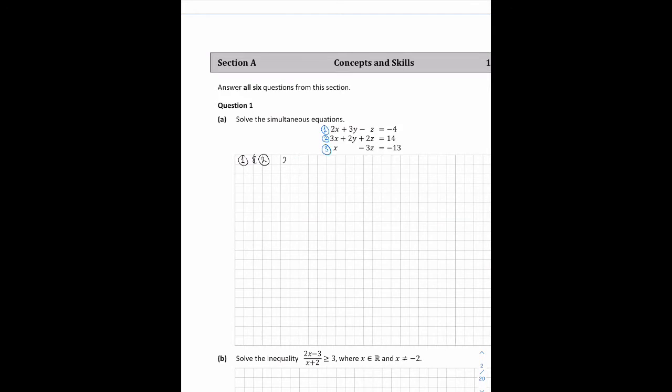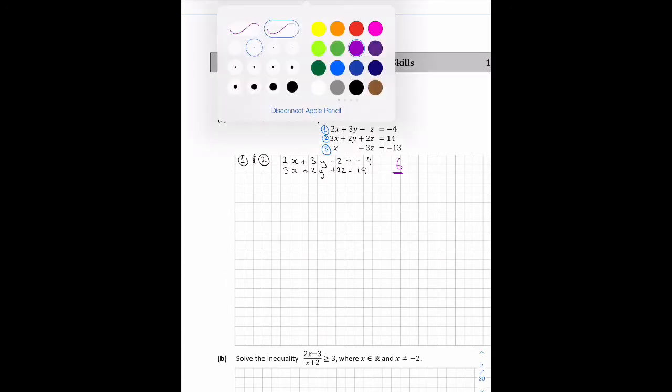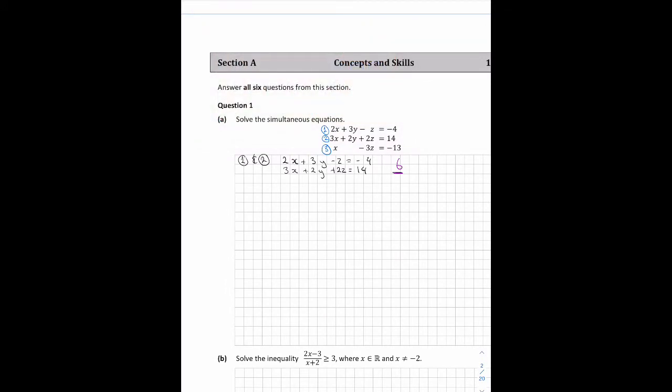So we've got 2x plus 3y minus z is equal to minus 4, and then we've got 3x plus 2y plus 2z is equal to 14. To eliminate the y's here, the thing that stands out to me is that 3 and 2 are factors of 6, so that's what we're going to use. If we multiply the first equation by 2, we'll get 6y. And if we multiply the second equation by minus 3, we'll get minus 6y, and thus they will cancel.